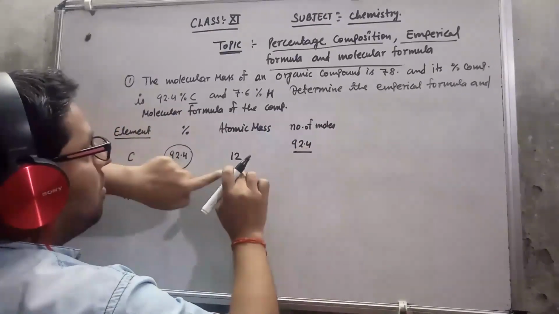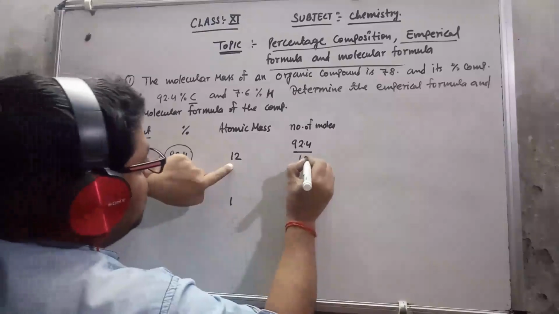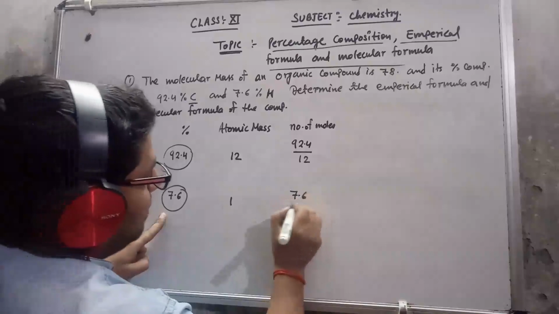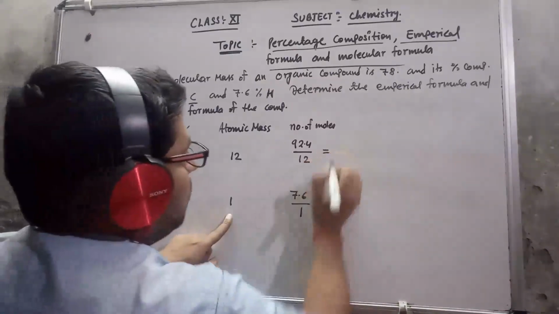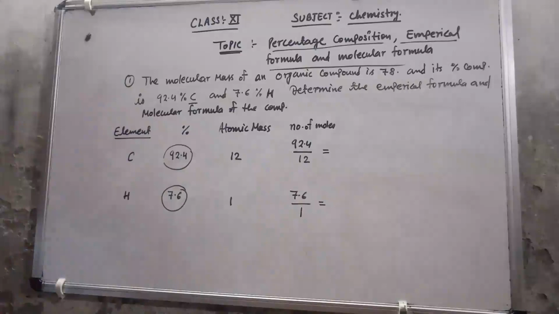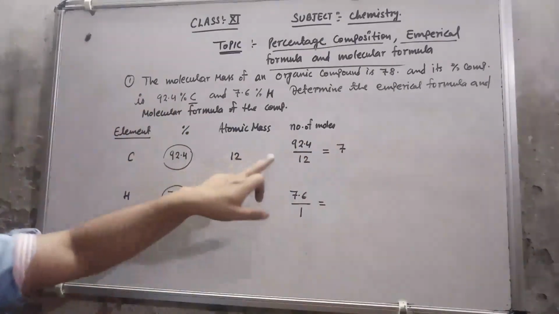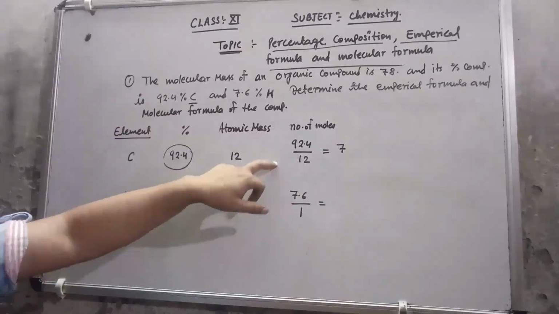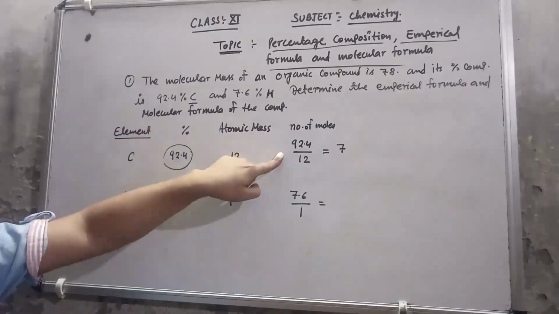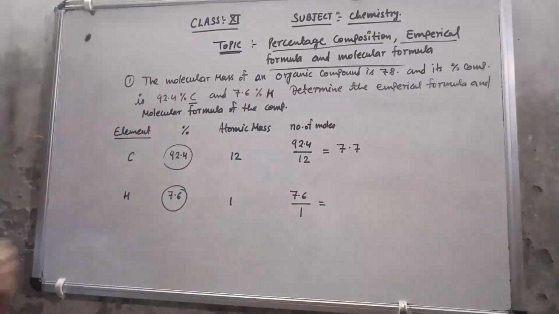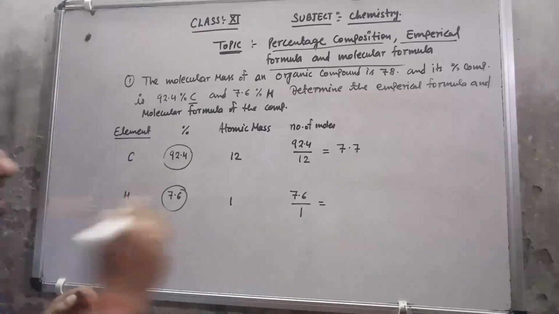So this is 92.4 upon molar mass. The atomic mass of carbon is 12. Same for hydrogen, the mass of hydrogen is 7.6 and the atomic mass is 1. You solve it. So what will be coming? 92.4 divided by 12 gives approximately 7.7, and for hydrogen it is 7.6.